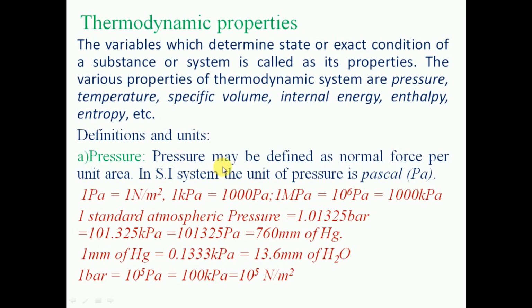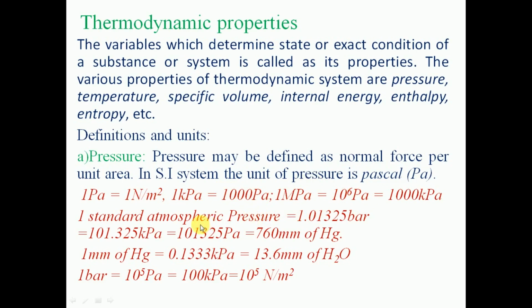Pressure may be defined as normal force per unit area. In the SI system, the unit of pressure is Pascal, Pa. 1 Pascal is equal to 1 Newton per meter square. 1 kilopascal is equal to 1000 Pascal. 1 megapascal is equal to 10 raised to 6 Pascal, that is 1000 kilopascal.